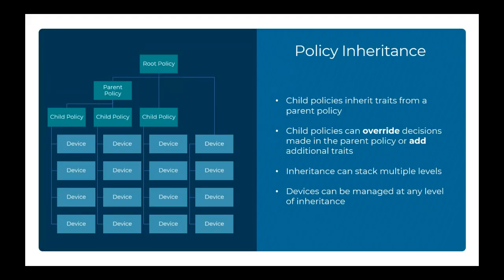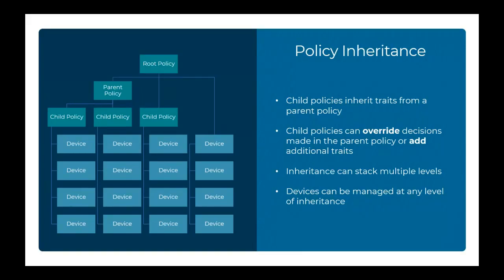Now, child policies can override decisions made at the parent policy or add additional traits in that child policy that the parent policy doesn't have, and those don't go back up, right? So if I'm at a child policy level and I add a scheduled script and then go to the parent policy, I won't see that scheduled script there, or the root policy, I won't see it there.